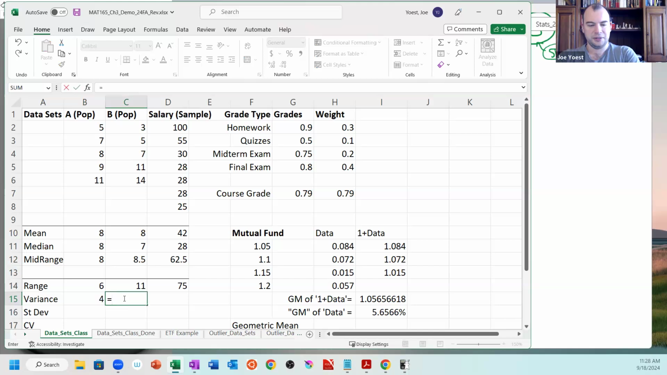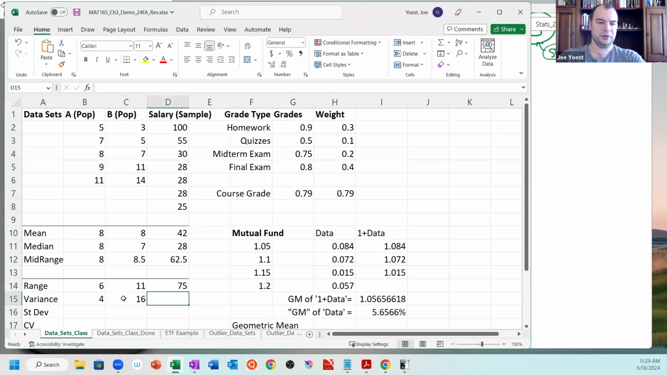Similarly with Brandon, equals VAR.P of, and I start typing in Brandon. There it is. It comes up, it's selected. I hit tab. I close the parentheses, hit enter. Brandon's variance is 16. Keep in mind, these are in strange units, so we don't want to really interpret these numbers too quickly.